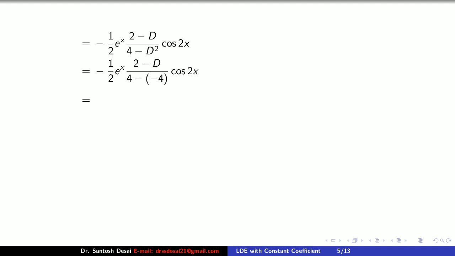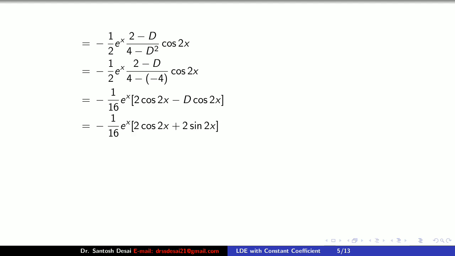we get −1/16 e^x into (2 cos 2x − D cos 2x). Now here the meaning of D cos 2x is nothing but the derivative of cos 2x, and it is −2 times sin 2x. So we get −1/16 e^x (2 cos 2x + 2 sin 2x). Now taking 2 common and cancelling with 16, we get −1/8 e^x into (cos 2x + sin 2x). So this is the final particular integral of the given function.